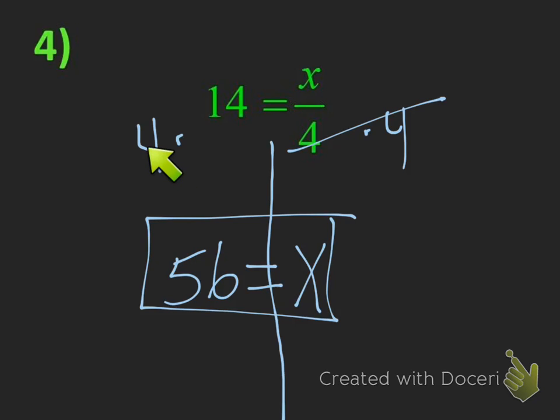Now notice how I just wrote the 4 times 14. If you did 14 times 4 or 4 times 14, those are the same thing. Multiplication is what we call commutative, so you could write it in either order. However, division is not, so be a little more careful on your order when we're doing division. Questions?